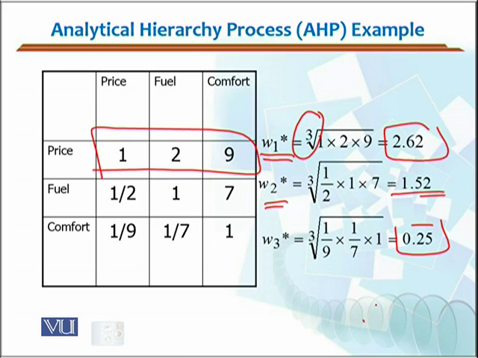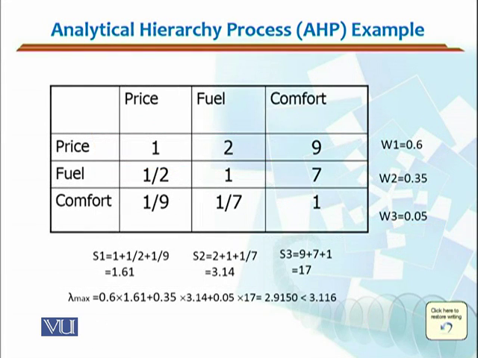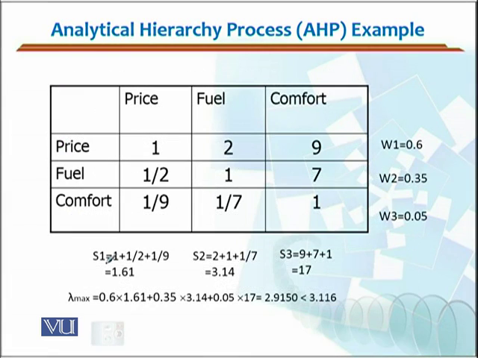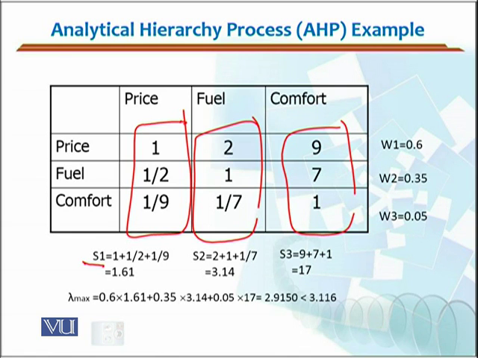So after doing these calculations, we have W1, W2 and W3. But of course, we need to normalize them. How would we normalize them? First of all, you need to calculate the column-wise sums S1, S2 and S3. These are the column-wise sums of price, fuel and comfort. So S1 would be 1.61, fuel in this case would be 3.14 and comfort in this case would be 17.